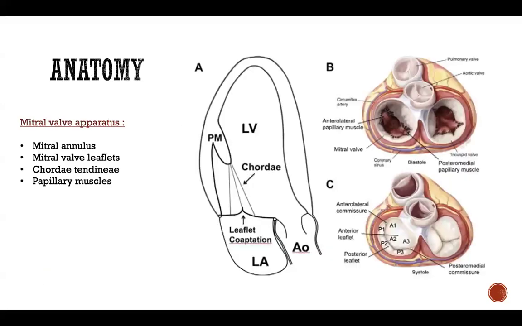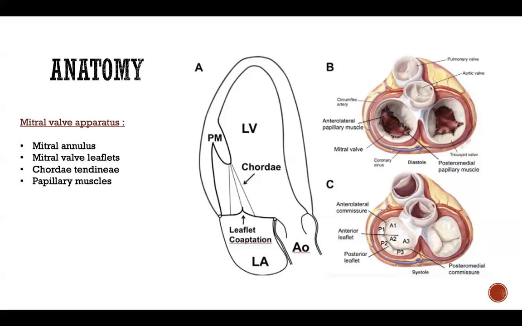So to start with the anatomy of the mitral valve: to understand the mitral regurgitation pathology, you need an understanding of the 3D structure of the mitral valve. So when you look at the echo in 2D, you have to keep in your mind a 3D understanding of the mitral valve. And when we talk about the mitral valve, we talk about the mitral valve apparatus as a whole, not only the mitral valve leaflets.